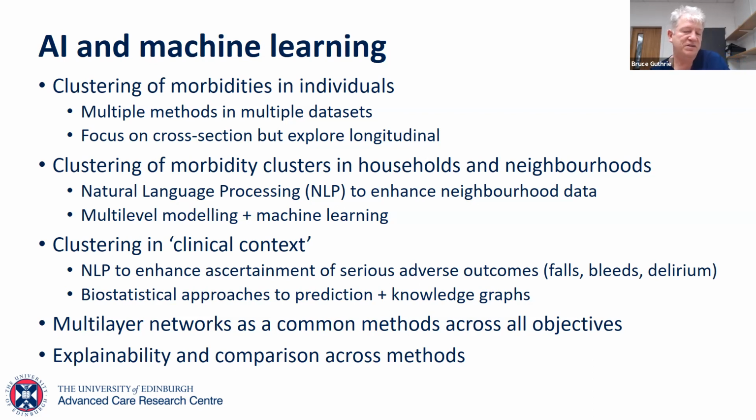We're kind of agnostic as to which is better. Which is better in this case is which one predicts best and is usable and is transparent. And then across all the methods, we're using something called multi-layer networks, which is an expanded type of knowledge graph. And so comparing methods is very important to us.